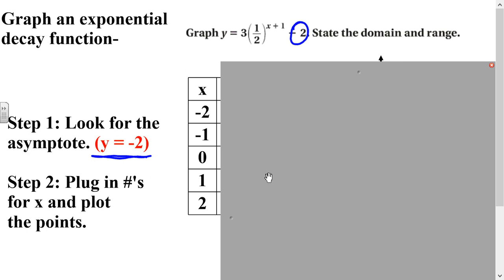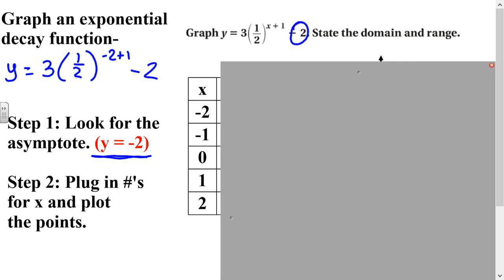So I'm just going to plug in numbers for x. So I'm going to plug in from -2 to +2 just to get a good look at the graph. You want to plug in negative and positive numbers. So if I plug these in, and you can just do this in the calculator, I would have y equals 3 times 1/2 to the -2 plus 1 power minus 2.